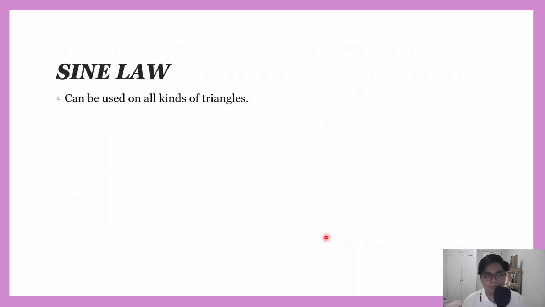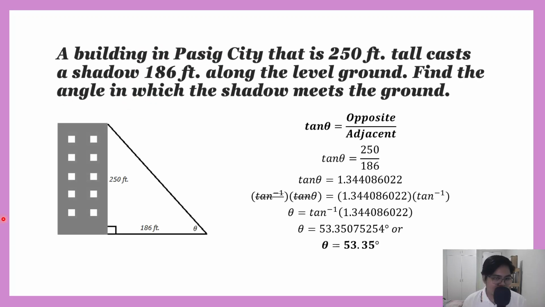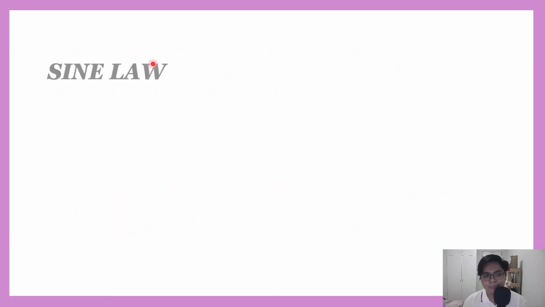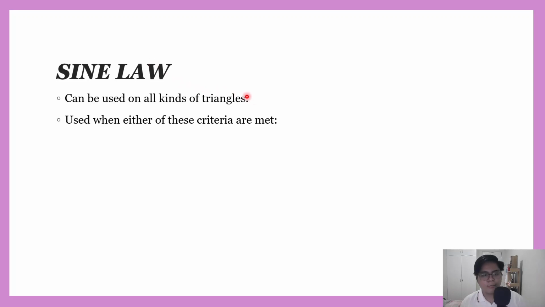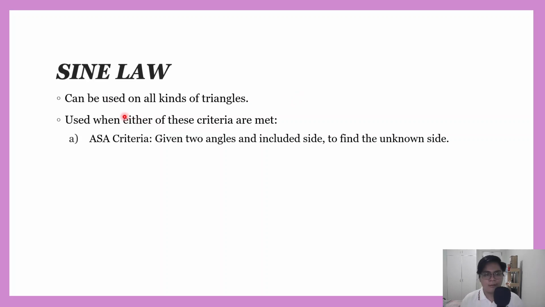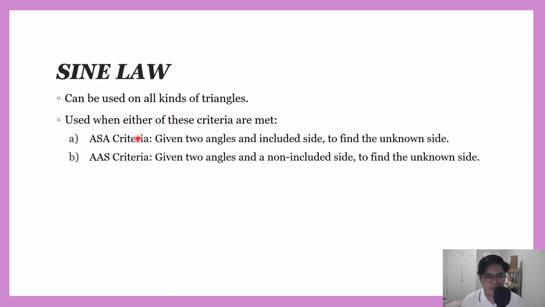We now move on to sine law. Sine law can be used on all kinds of triangles, including right triangles. It can be used when either of these criteria are met: ASA criteria, when given 2 angles and an included side to find the unknown side, and AAS criteria, given 2 angles and a non-included side to find the unknown side. Once again, ASA, angle, side, angle, and AAS, angle, angle, side.